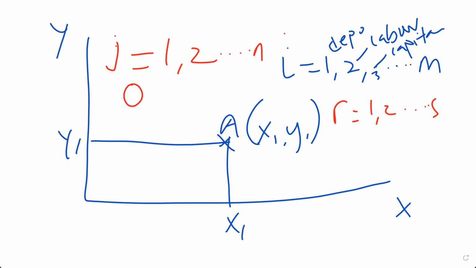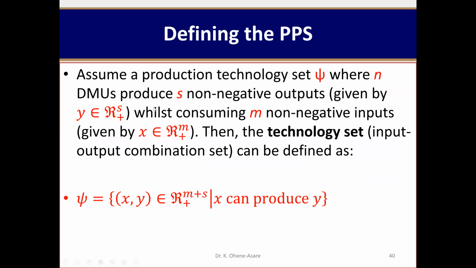Your appreciation of this is important. So watch the keywords I'm using here. The N DMUs produce S non-negative outputs. Non-negative means that you don't want any negativity, so you can have 0 output. And what is the output? The output is Y, and Y is a member of the real positive space.